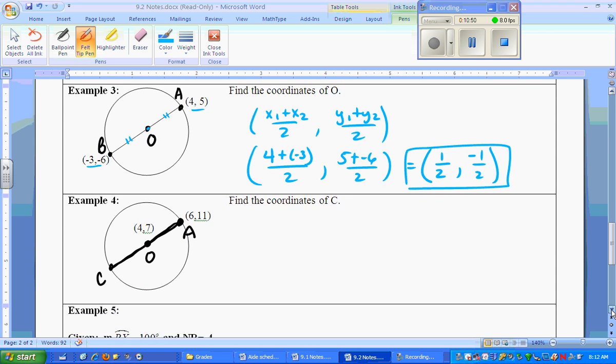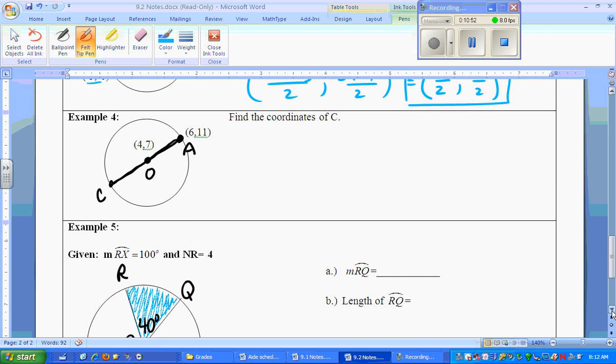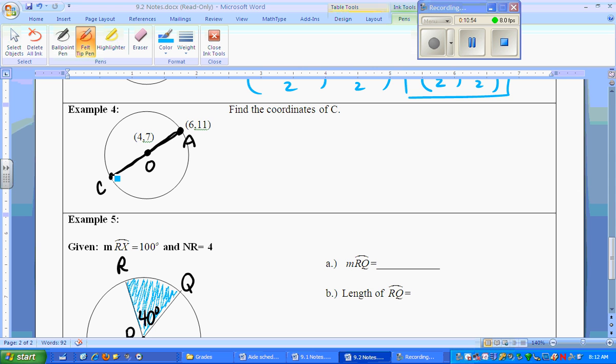Example 4, almost finished now. Example 4, center, we want to find this point here. So using the same idea, we're going to be using the same formula, but instead of finding the middle, we're going to be finding the other endpoint. Some of you like doing this one, some of you don't. Still haven't figured it out. It's not going away. It is still here.